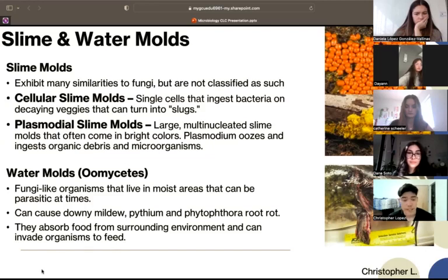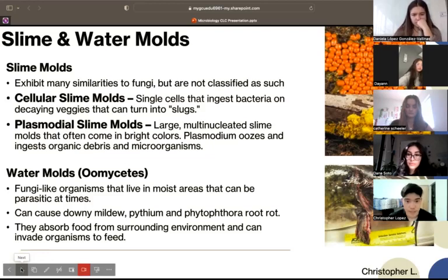What they like to do is absorb food from their surrounding environment. And if there is no food, but they find an organism, they go into the organism and start eating it from the inside out. The picture on the right shows a fish that has been infected with such water mold, and its eye has pus coming out of it. It's infected and not good to eat, and will cause food poisoning and other such complications.